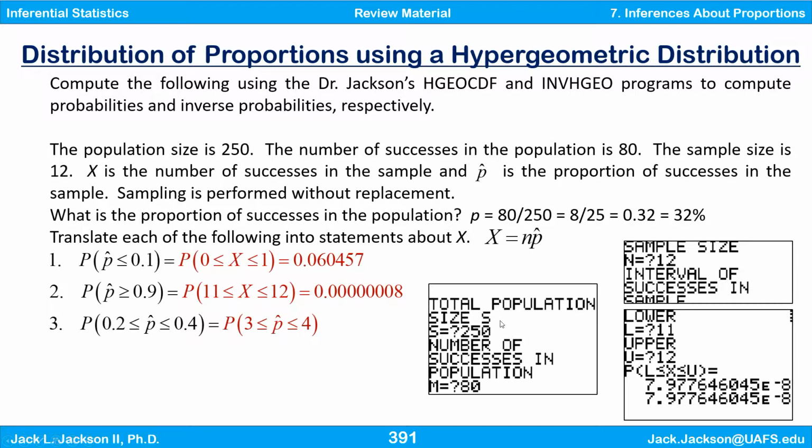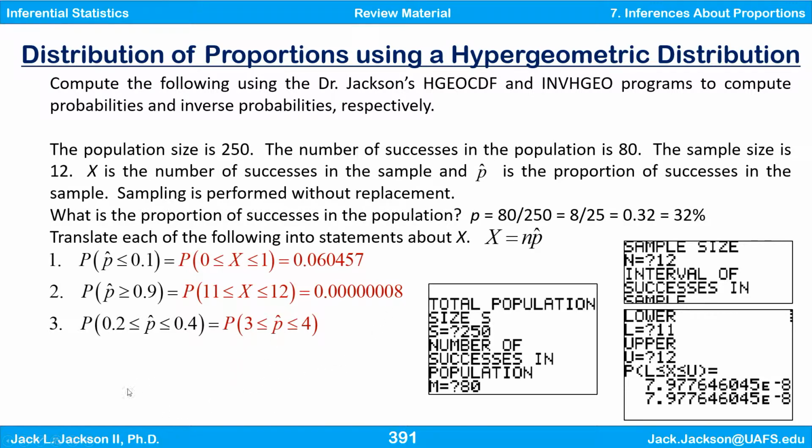Well, if you did this, you run the program again, still 250 for the population size, 80 for the number of successes in the population. Sample size is still 12. This time lower is 11 and upper is 12. And the probability there is 0.7 zeros and essentially an 8. That's very, very small, basically 0.